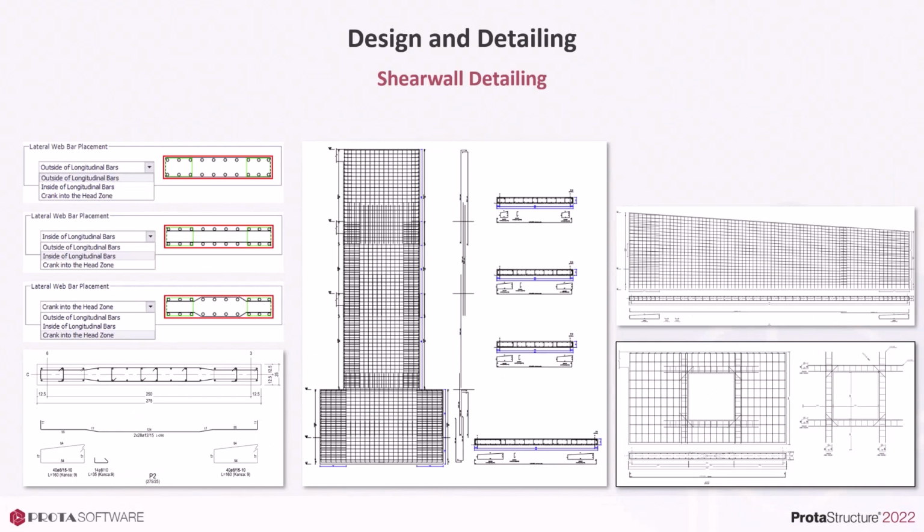ProtaStructure supports different shear wall horizontal web bar layout options for ductile detailing. The conventional practice is to wrap the horizontal web bar outside the end zone longitudinal bars, which is the first option. Second and third options provide better confinement by putting web bars completely in the core or cranking them into the end zones. These kinds of detailing options are suggested by some of the seismic codes. For the walls with openings, peripheral bundle bars are automatically detailed around the opening.